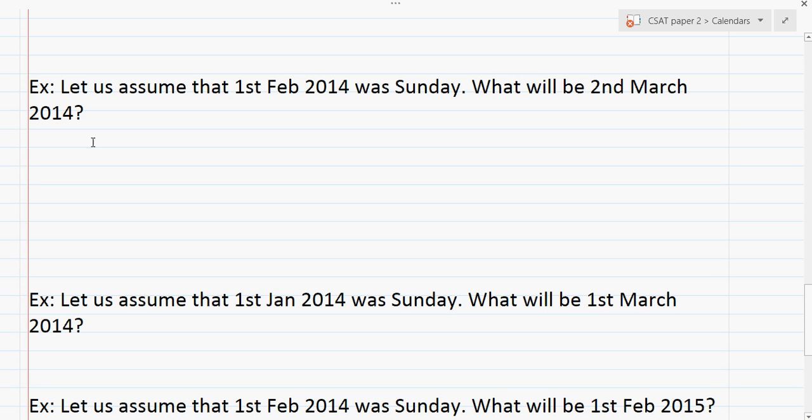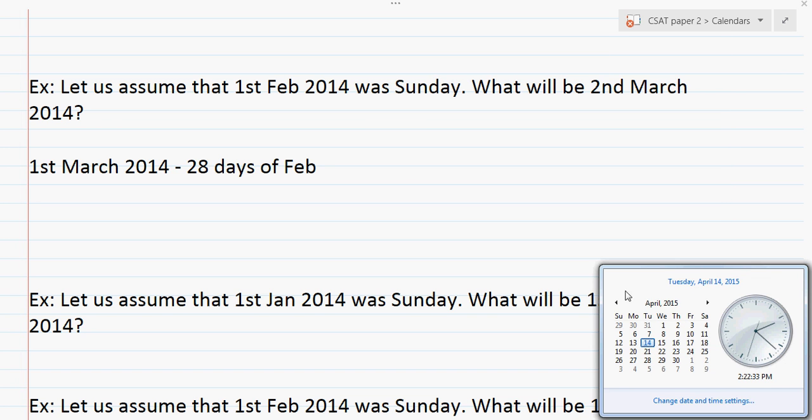Now it's always better to calculate from 1st of a particular month to 1st of some other month. So let's say if we can find 1st March 2014, what day was it? Then we can easily find what day would be 2nd March 2014, right? So to arrive at 1st March 2014, how many days should we add? We add 28 days of February, and now we would see that 28 is completely divisible by 7, and we don't have any extra day, so 0 would be added to Sunday, which means it would be Sunday itself. So 1st March 2014 is Sunday.